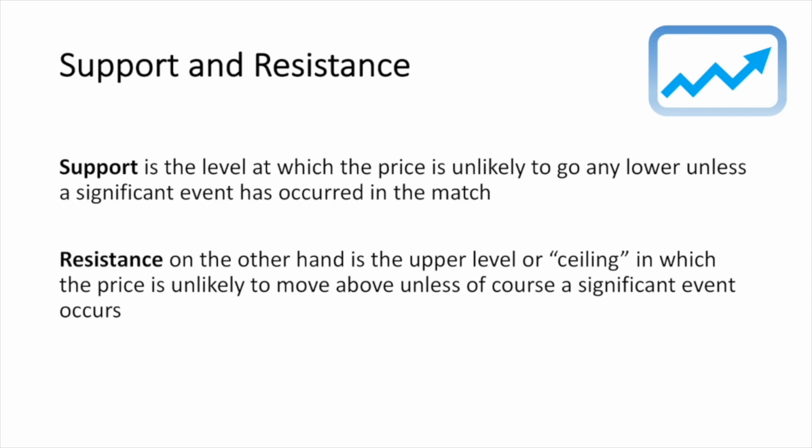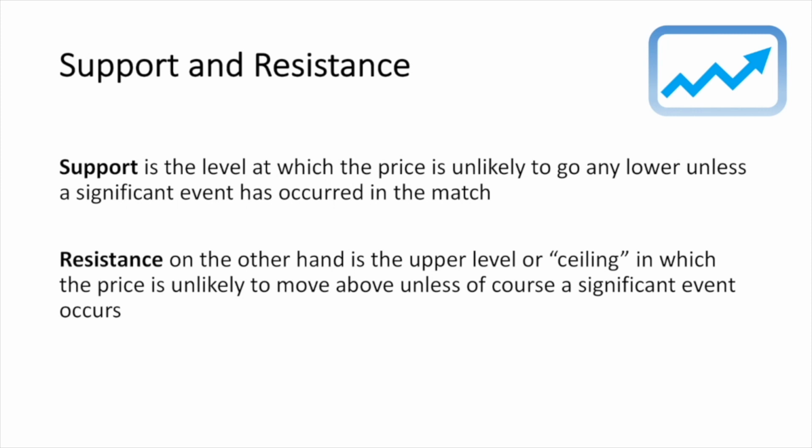Now, with any type of trading where graphs are involved, you will often hear the terms support and resistance. Support is the level at which the price is unlikely to go any lower unless a significant event has occurred in the match. For example, if that player breaks the opponent's service, then the support level will be broken. Resistance, on the other hand, is the upper level or ceiling in which the price is unlikely to move above unless, of course, a significant event occurs, such as that player being broken on his service game.